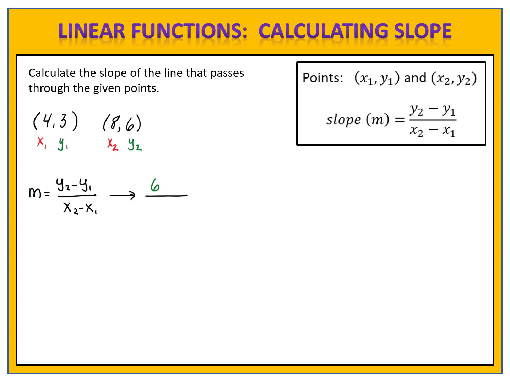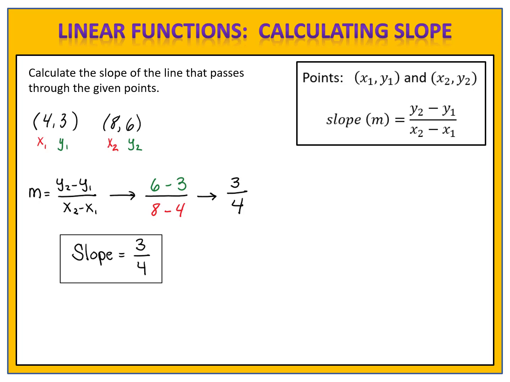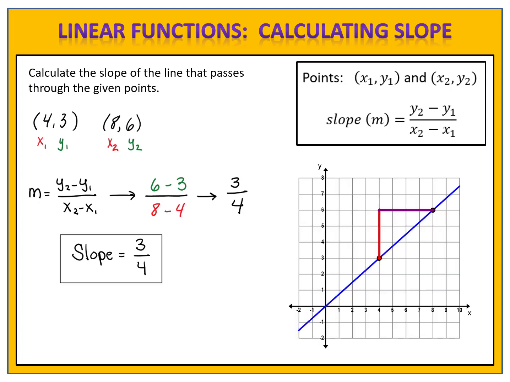y2 is 6, minus y1, 3. x2 is 8, minus x1, 4. Now we evaluate the expression. 6 minus 3 is 3. 8 minus 4 is 4. 3 over 4. The change in y over the change in x is 3 over 4. So the slope of this line is 3 over 4. If we were to look at this graph and look at those 2 points, notice that the change in the y value is 3 and the change in the x's is 4. 3 over 4 is the slope.